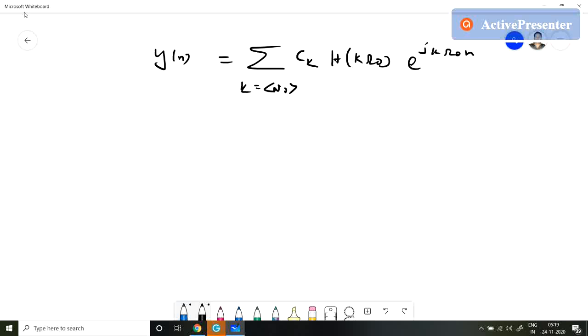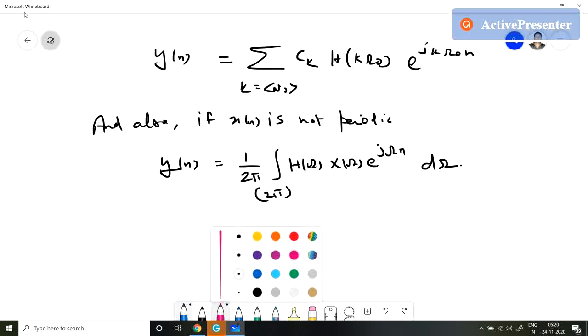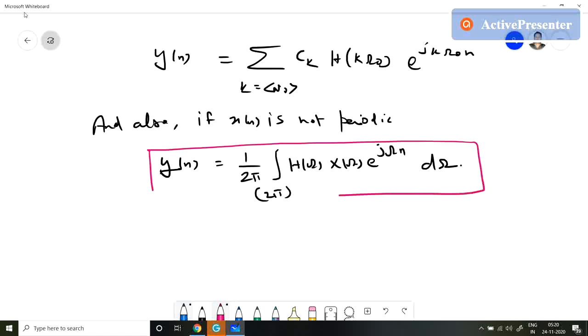And also, if x[n] is not periodic, then y[n] can be written as 1 divided by 2π times the integral over 2π of H(Ω) X(Ω) e^{jΩn} dΩ. So this is the relation.